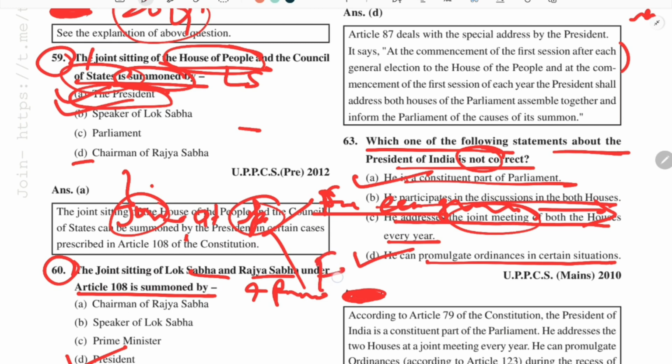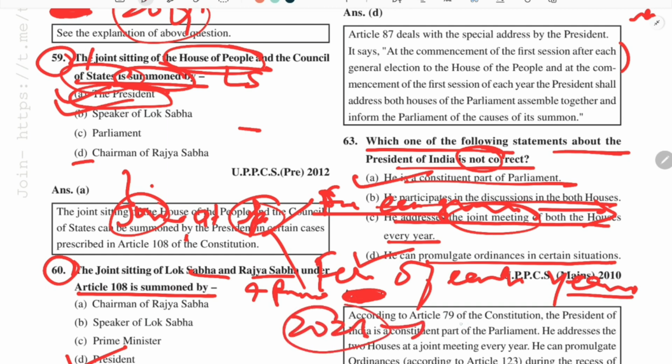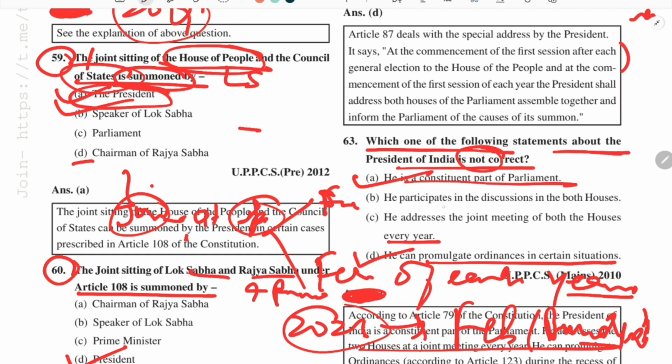Second is the first session of each year. Suppose in this year 2023, the session will start in February, and that session is called the budget session. At the first session, a joint meeting of both houses will be called by the President. So these are the two instances. The remaining statement is that he participates in discussion in both houses. As we know, the President does not take part in the discussion, as he is not a member of either house of Parliament. So this power has not been given to the President. The answer is B.